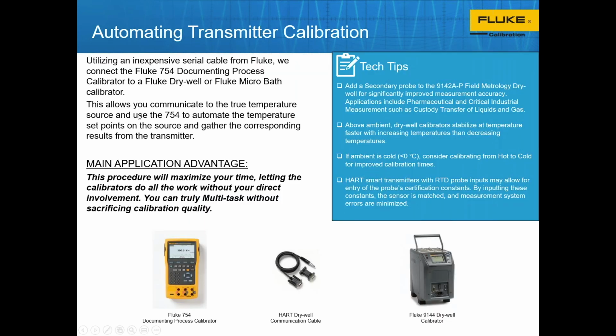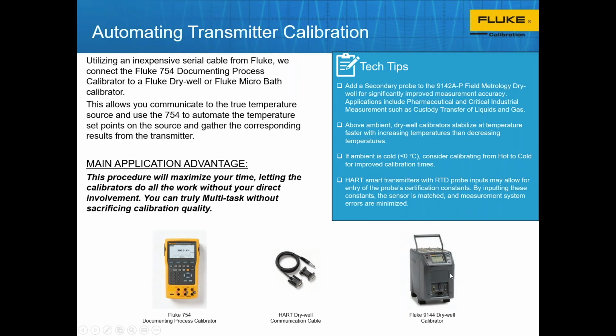Alrighty, so to top it off, utilizing an expensive serial cable, you can connect your 754 to a dry well or even a microbath from us, and that allows you to automate that calibration. If you really wanted to, you can buy a P version of our metrology dry wells, and that allows us to measure a secondary probe.